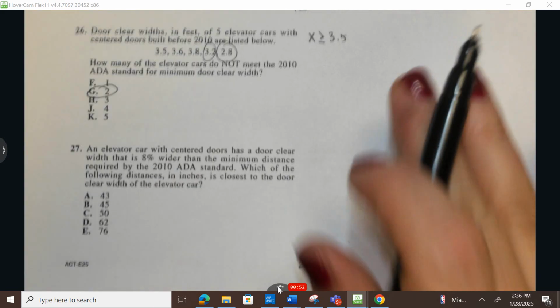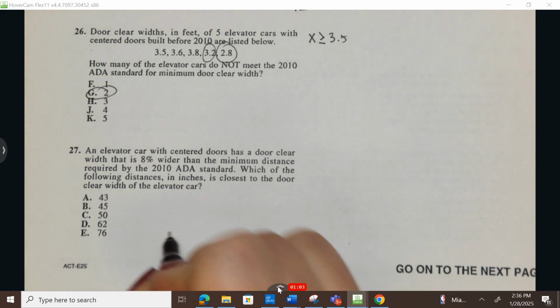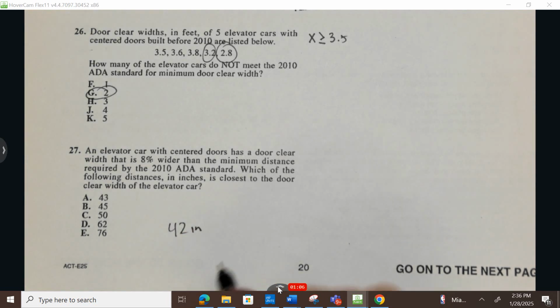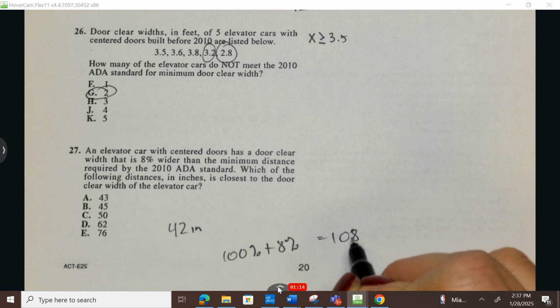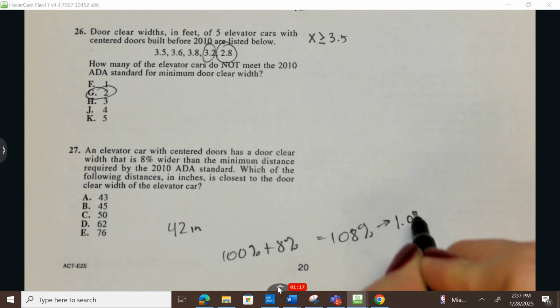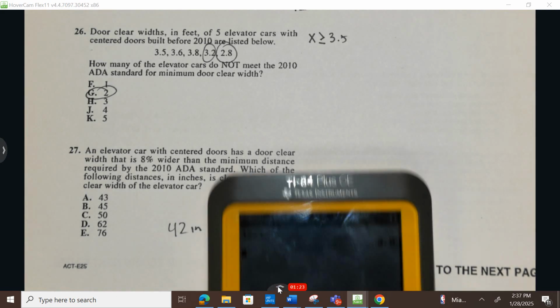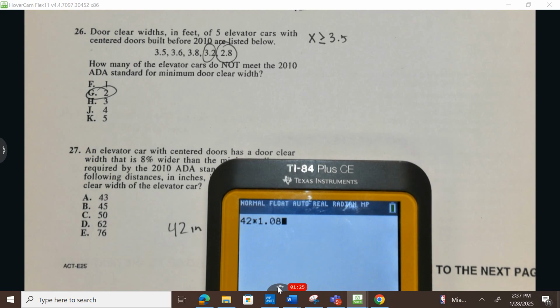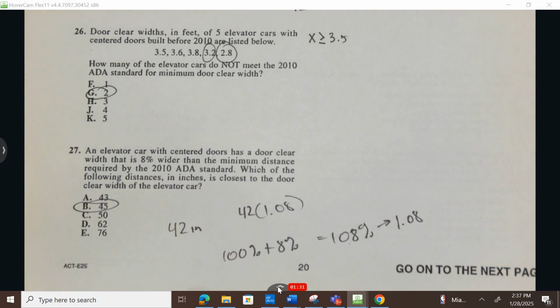Let's look at number 27. An elevator car with center doors has a door clearance width of 8% greater than the minimum. So I want to add 8% onto this 42-inch minimum. Recognize that I'm taking what originally is there and adding 8% more to it. So 108%. Now 108% as a decimal is 1.08. So I want to take 1.08 of 42. We're increasing that 42 by 8%. 42 times 1.08 gives us 45.36. It says which one of these is closest to that. The closest one is going to be option B.